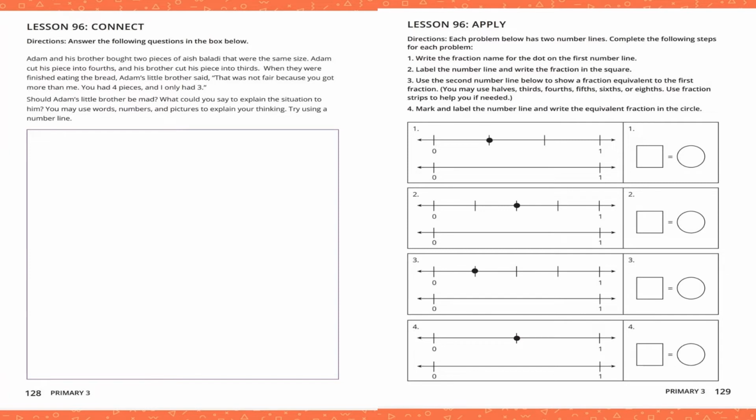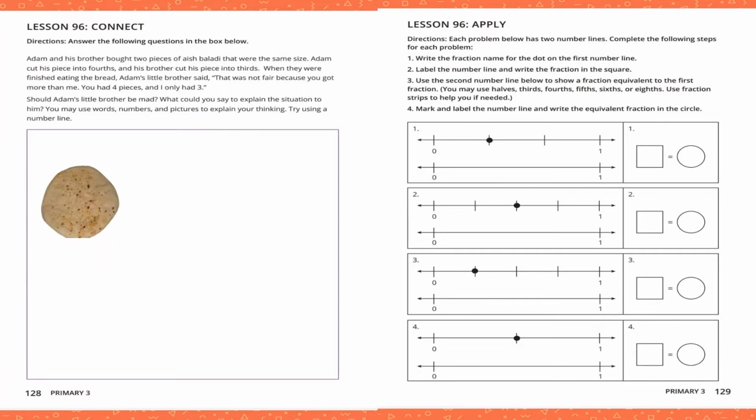Lesson 96. Adam and his brother bought 2 pieces of bread that were the same size. Adam cut his piece into fourths, and his brother cut his piece into thirds. When they were finished eating the bread, Adam's little brother said, "That wasn't fair, because you got more than me. You had four pieces, and I only had 3 pieces."